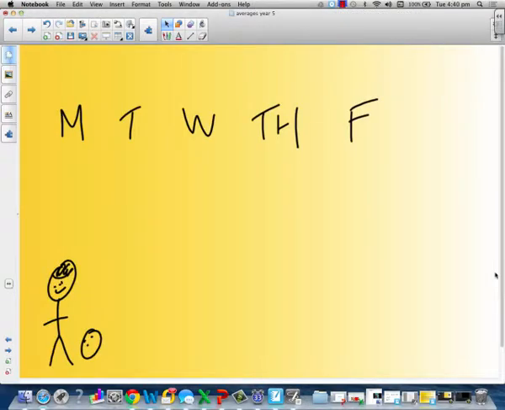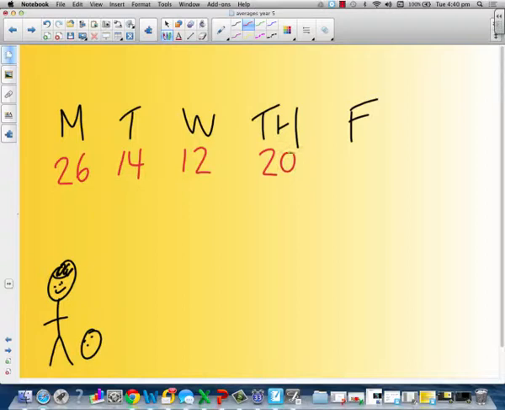Okay, here's Bob. Bob loves bowling, and he goes really well at bowling, and I just want to have a look at how Bob goes. On Monday he got 26 points all up in his bowling game. On Tuesday he got 14 points. On Wednesday he got 12 points. On Thursday night he got 20 points. And on Friday Bob did really well, he got 30 points. So well done, Bob. We want to find out the average score per night. What is the average score per night?